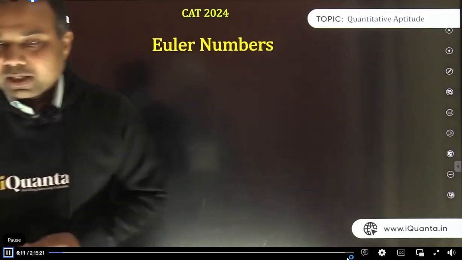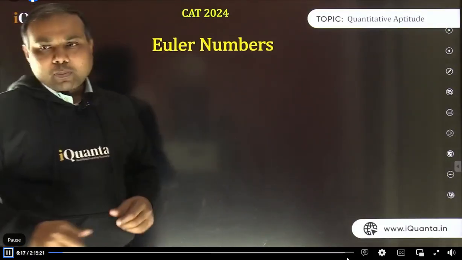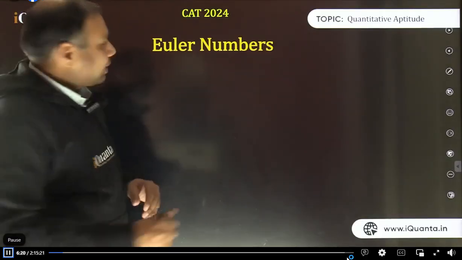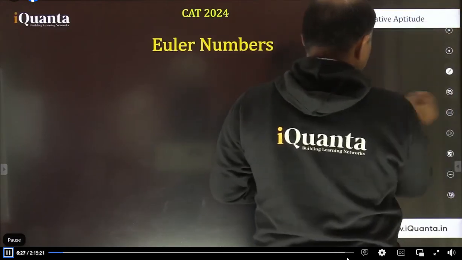So in today's topic, we are going to discuss remainders, how to find remainders, and there are some properties regarding that. And Euler's number is the first topic of that. But before starting this, I'm going to discuss the same thing again which you had done yesterday. Quickly, let's recap.